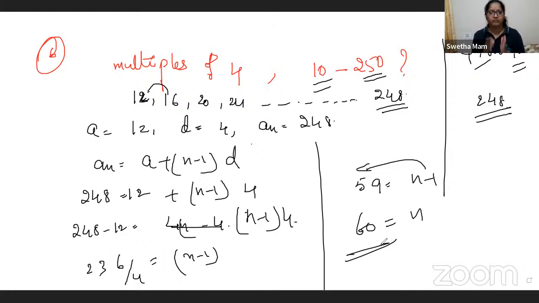Right, children? The problems are very easy. Okay, see, arithmetic progression is very easy. There is nothing to get confused about. Just write what is given and keep doing it. Okay, see, easily you can score the marks in this chapter, right?